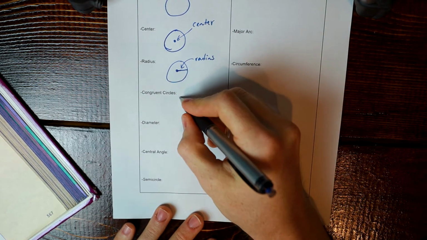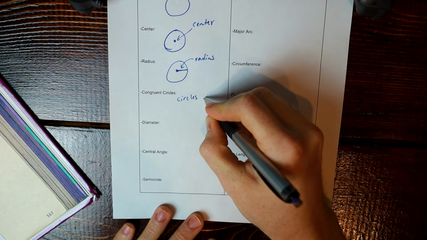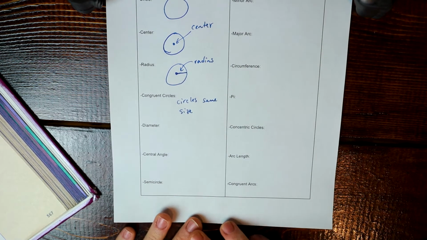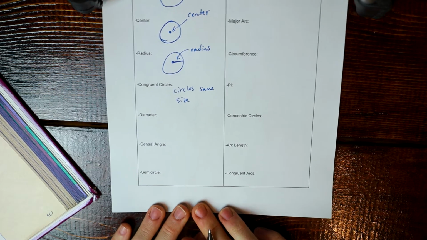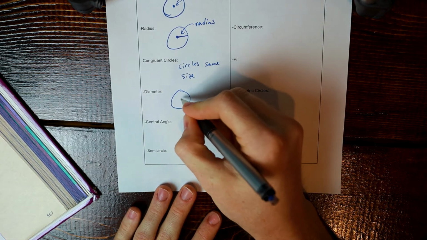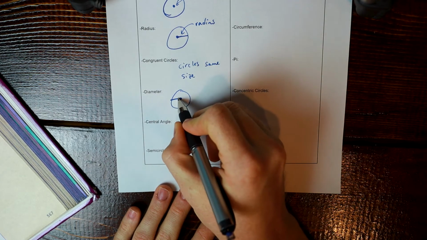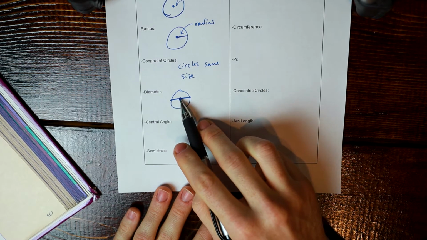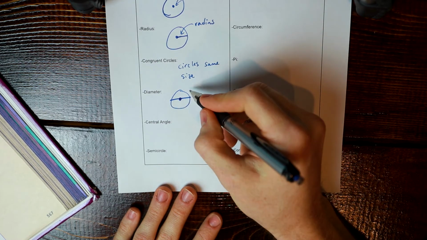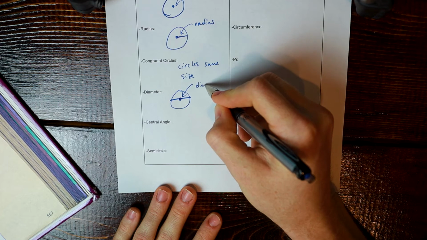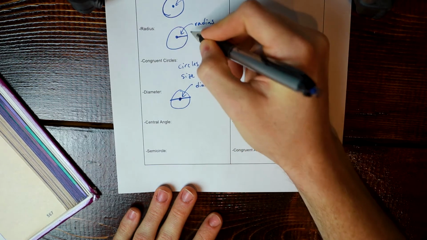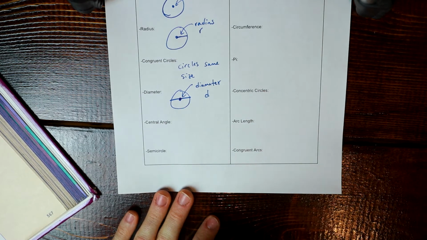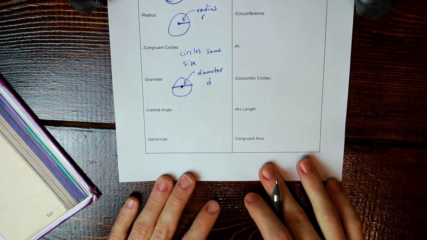Congruent circles are circles that are the same size, aka they'll have the same length of radius or diameter. Diameter is a line segment that touches the circle twice, but it goes through the center. We abbreviate it by the letter D. Radius is going to be letter R. This is probably stuff that you already know. Okay, here's where the new stuff comes in.